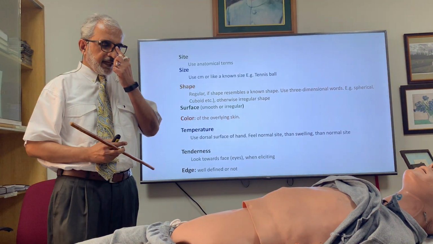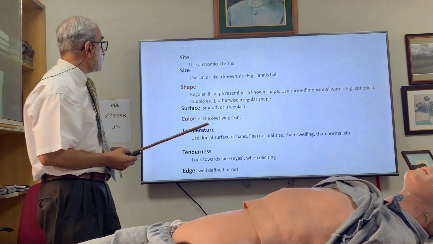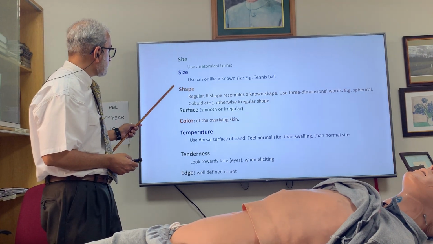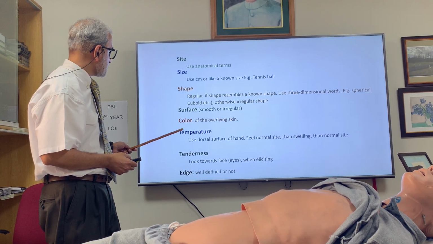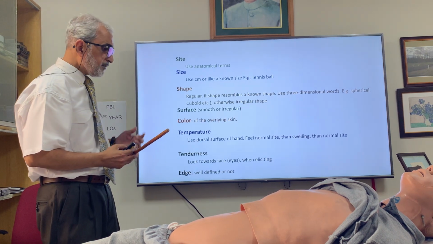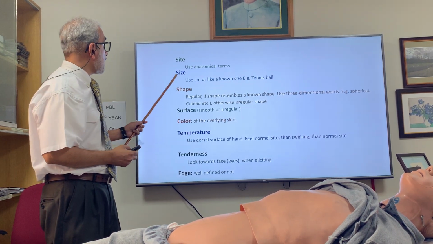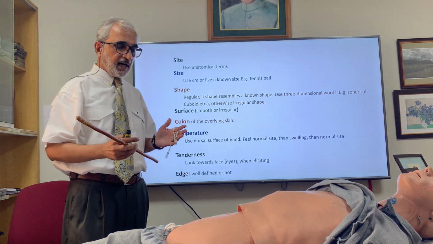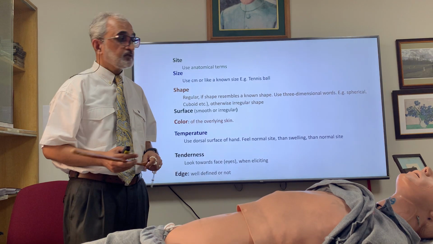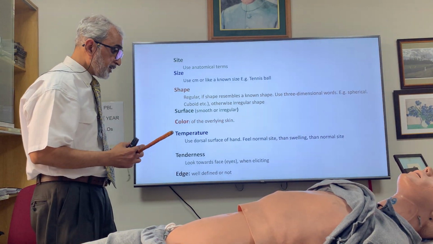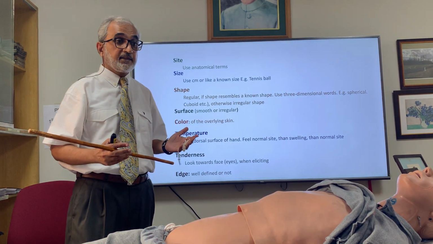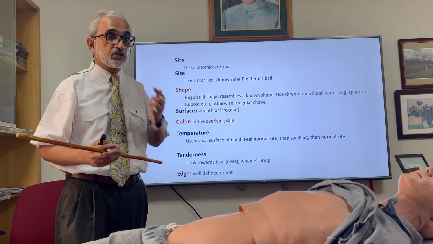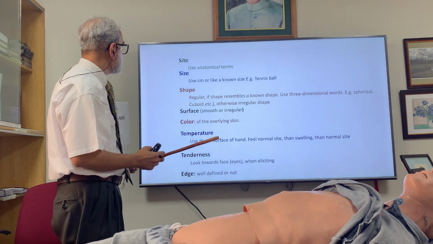After that, when I'm going to examine the swelling, I'm going to talk about site, size, shape, surface, color, temperature, tenderness, and edge. Now, whenever we're talking about size, we should use anatomical terms. Size is usually described in centimeters, or if something is universally known, then that object can be used to describe the size, like a tennis ball, cricket ball, egg, and so on.